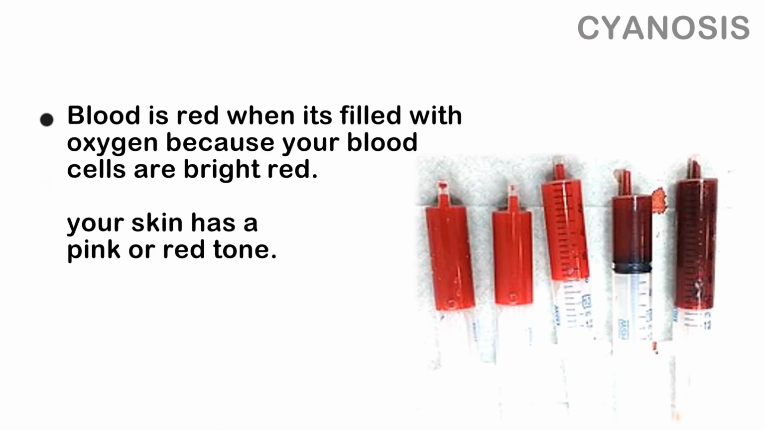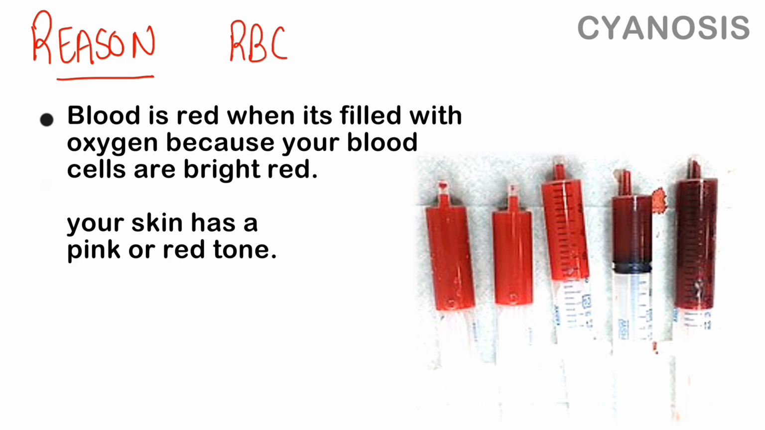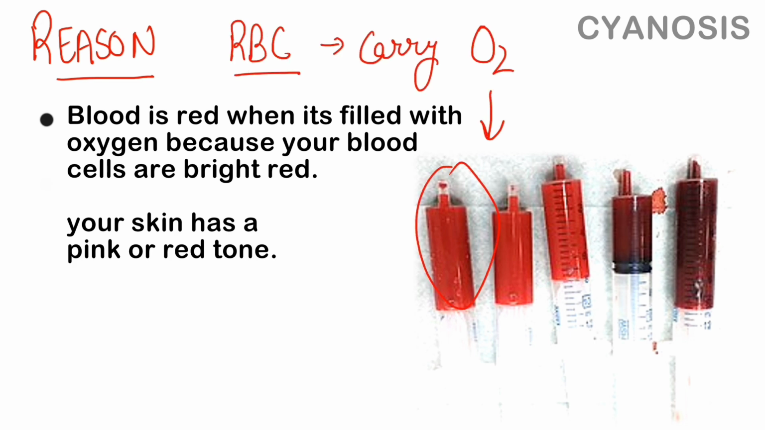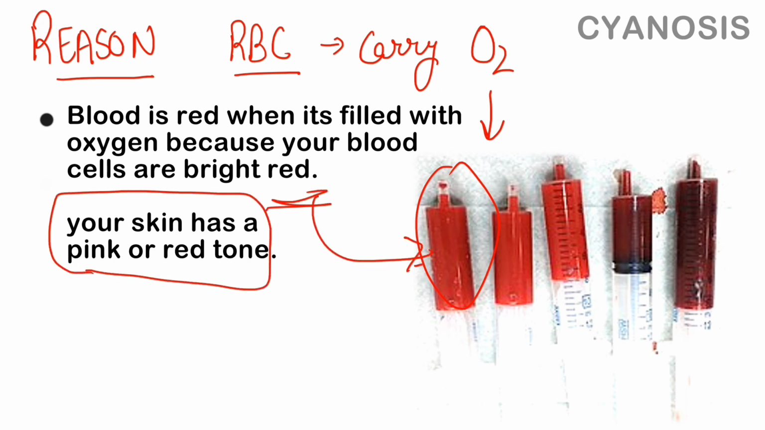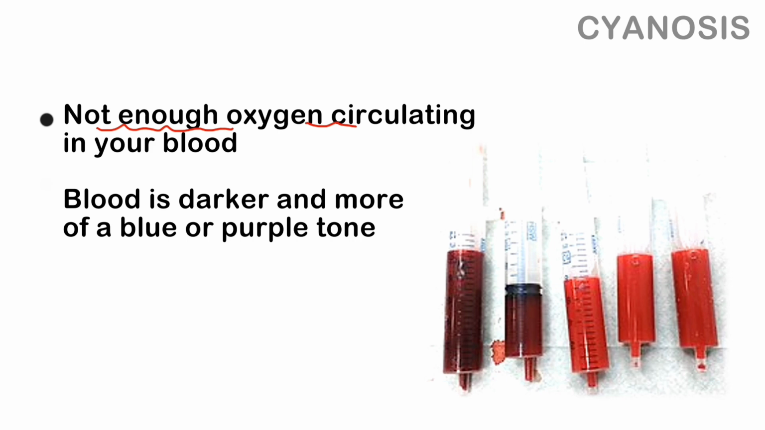Next, we will talk about the reason behind the bluish purple discoloration in cyanosis. As we know, RBCs in the blood carry oxygen to different parts of the body. When blood is filled with oxygen, that is, blood is oxygenated, it appears bright red in color. As a result, when oxygenated blood circulates through the body, your skin appears pink or of reddish tone. The counterpart, when not enough oxygen is circulating, the blood tends to appear darker or more bluish purple in color.